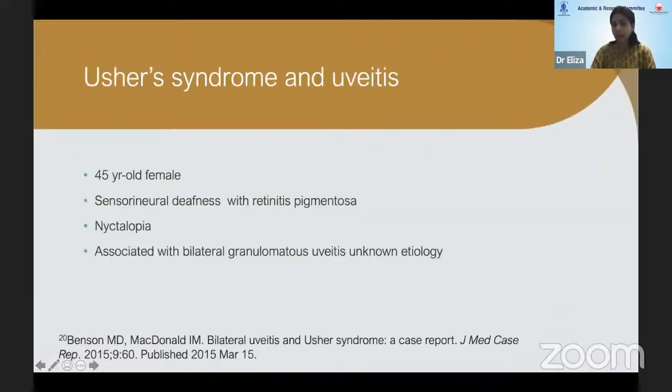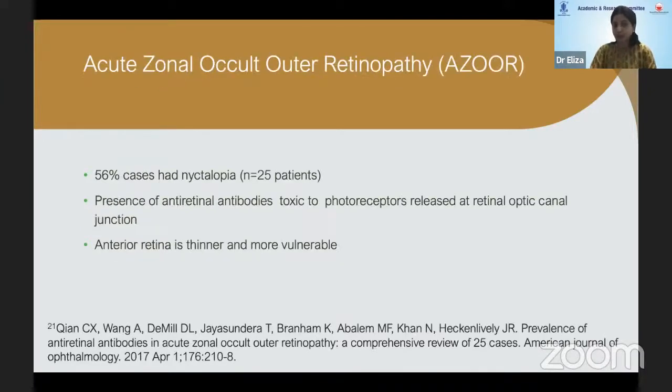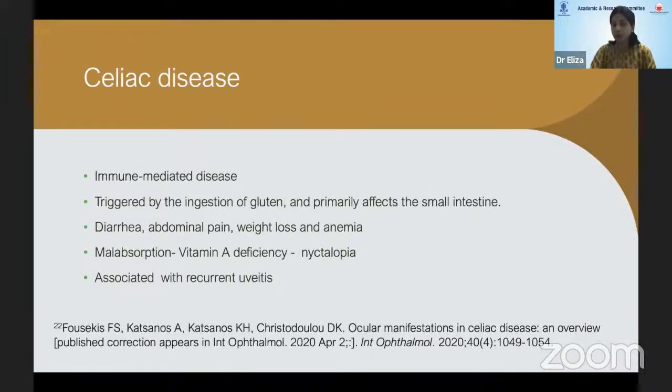Again, Usher's syndrome and uveitis have shown association. And here, nyctalopia was associated with bilateral granulomatous uveitis of unknown etiology. Now, in this report, they have demonstrated the known finding that anti-retinal antibodies get upregulated in the vitreous, which are toxic to the photoreceptors, and this causes nyctalopia. So here, among 25 patients, 56% of the patients had nyctalopia in this study.